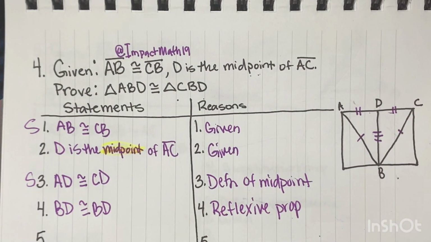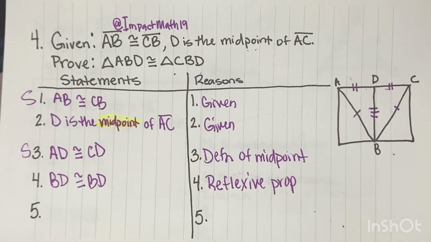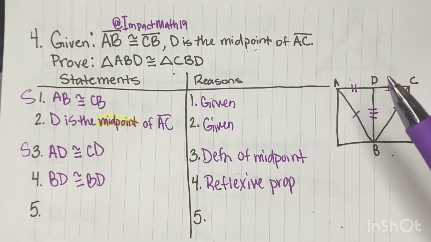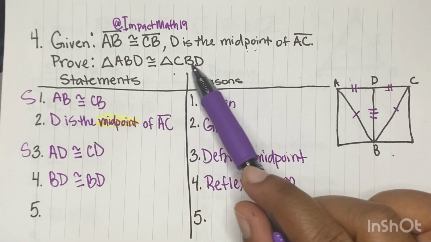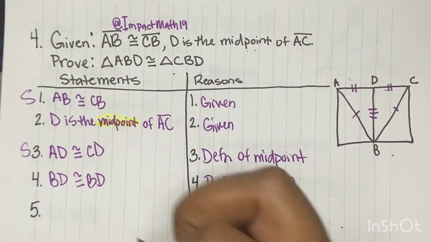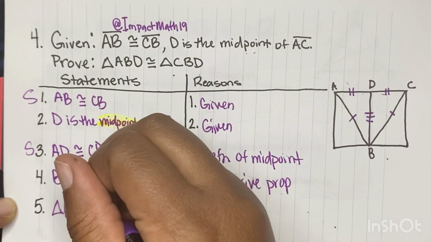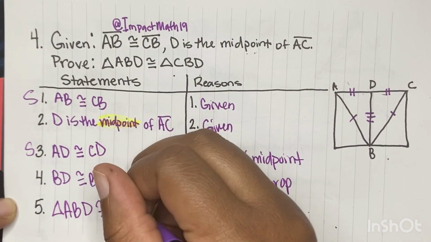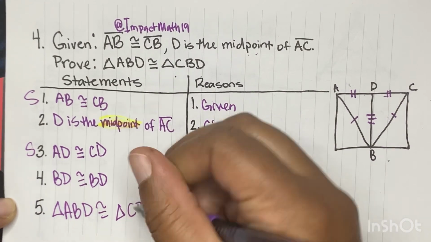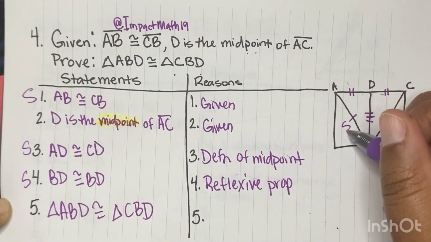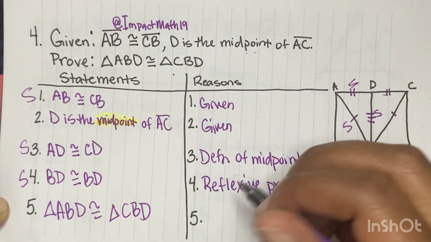Okay. Now, our last statement always comes from the proof statement. Never write proof. You always write the statement here. So this is going to be triangle ABD is congruent to triangle CBD by side, side, side.